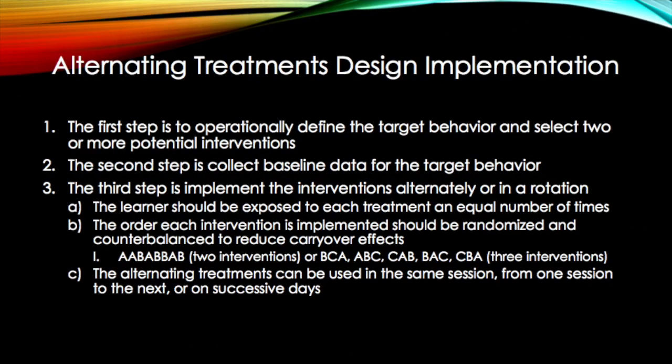To successfully implement an alternating treatments design, the first step is to operationally define the target behavior and select two or more potential interventions. The second step is to collect baseline data for the target behavior.